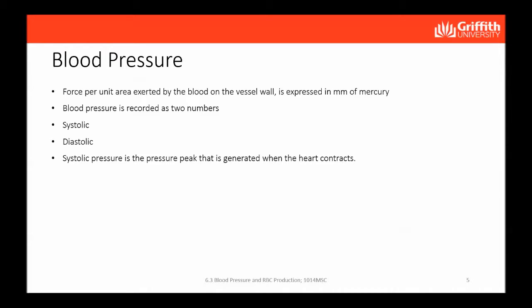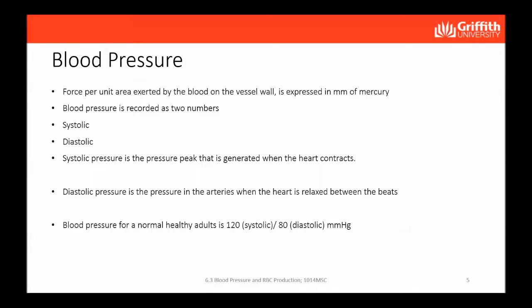Indeed, if the aorta were to be opened during this period, blood would spurt upwards for about 5 or 6 feet. The diastolic pressure is the pressure in the arteries when the heart is relaxed between beats. The normal blood pressure for a healthy human adult is about 120/80 millimeters of mercury.